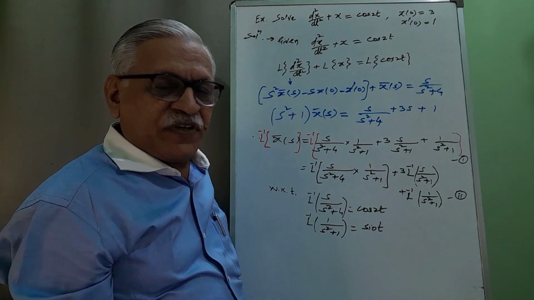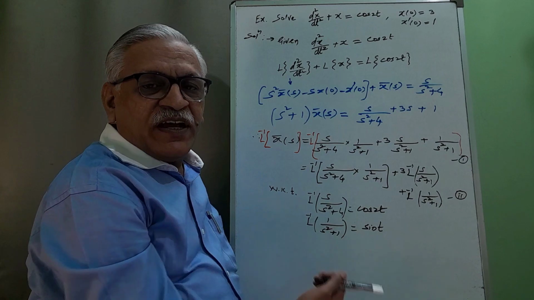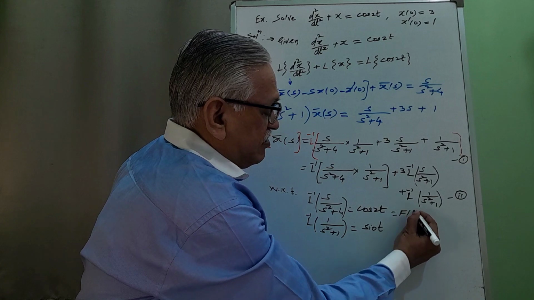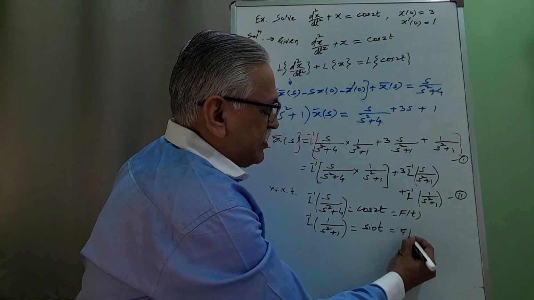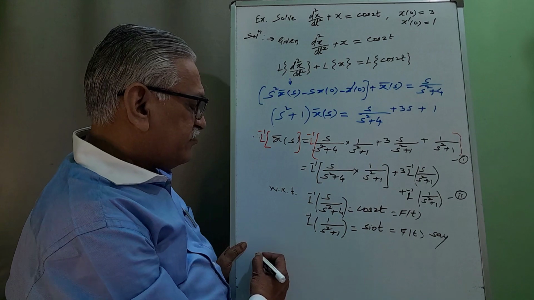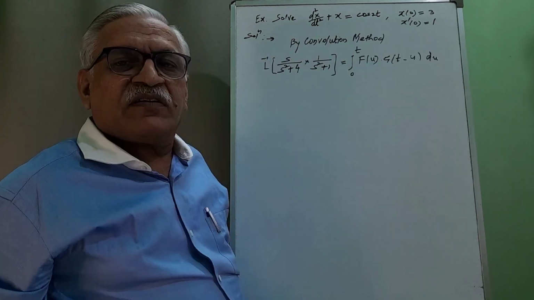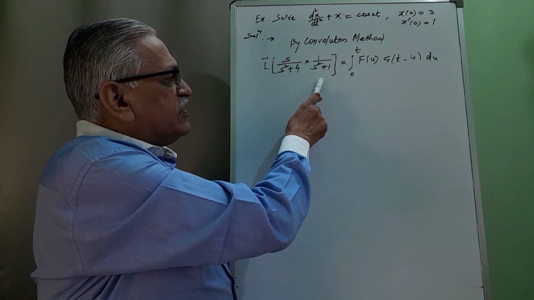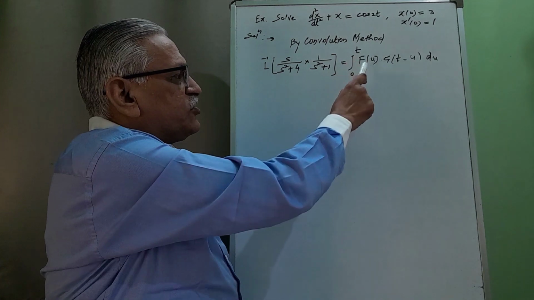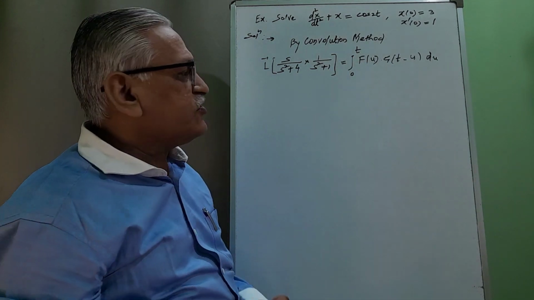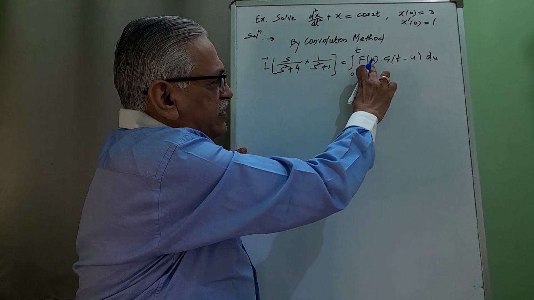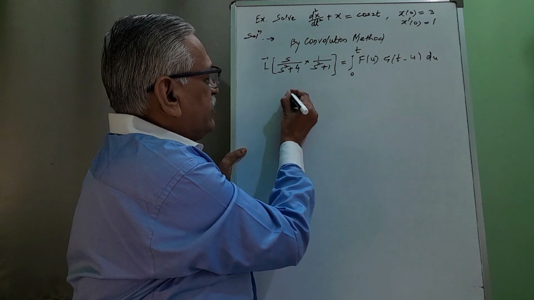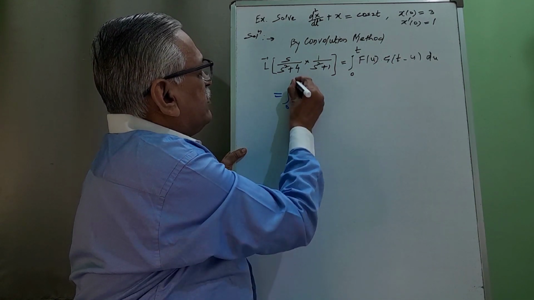Both containing one term of t, therefore any one we call as f of t and the remaining as g of t. Here first term I will call as f of t and the second term as g of t. Then we obtain the inverse by convolution theorem. Applying convolution method to find the inverse of this product, it is equal to integration from 0 to t f of u into g of t minus u, and therefore replacing t by u in f of t, and in g of t replace it by t minus u. We get integration from 0 to t.